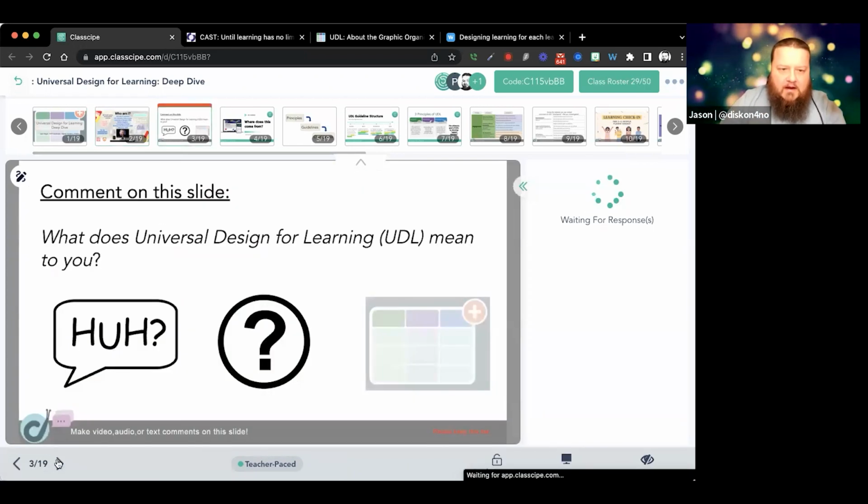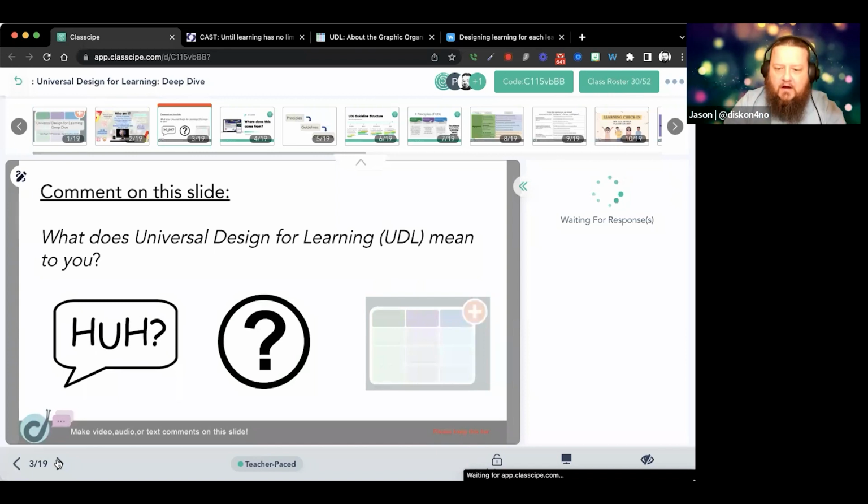So, if I say to you, what does Universal Design for Learning mean, or UDL? Even if you've never heard it before, which is perfectly normal, by reading those words, what do you think that means?